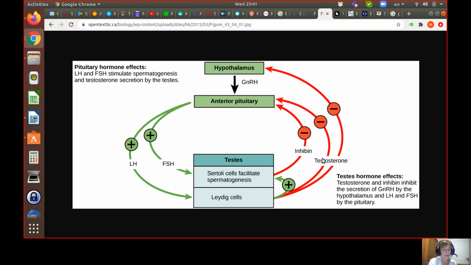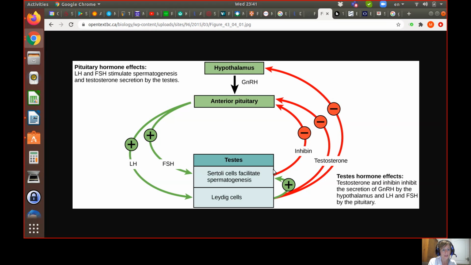So testosterone is the hormone responsible for the secondary sexual characteristics. I think you can remember, like a beard and so on. And it also stimulates spermatogenesis. These secondary sex characteristics include a deepening of voice, the growth of facial and pubic hair, and also the beginnings of the sex drive.